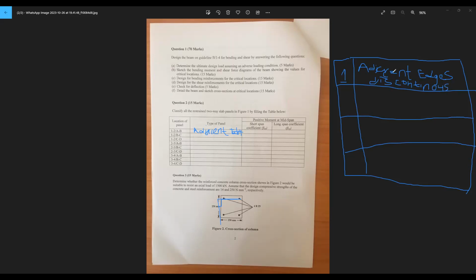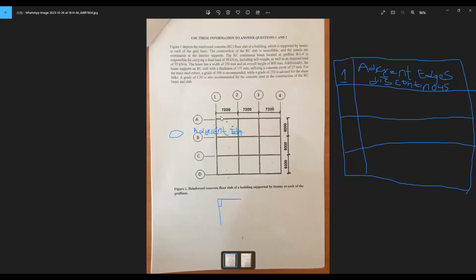Okay, so let's move on. We are going to panel 1, 2 BC. Panel 1, 2 BC. It means that we are just stepping down to panel 1, 2 BC. We have the 1, 2 BC here. This is BC and this is 1, 2.